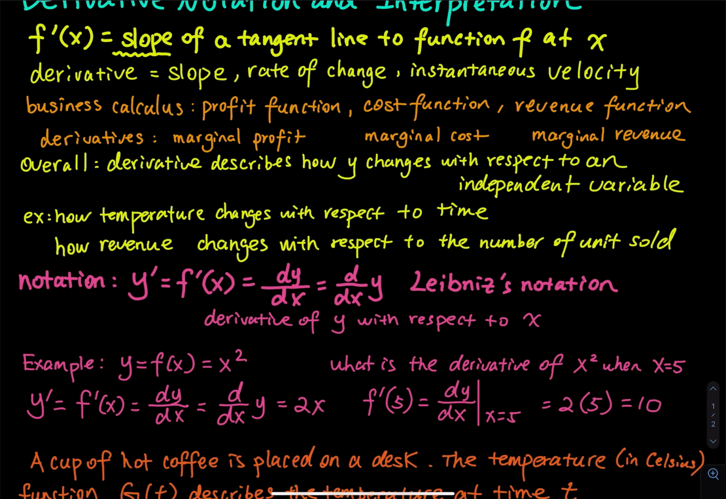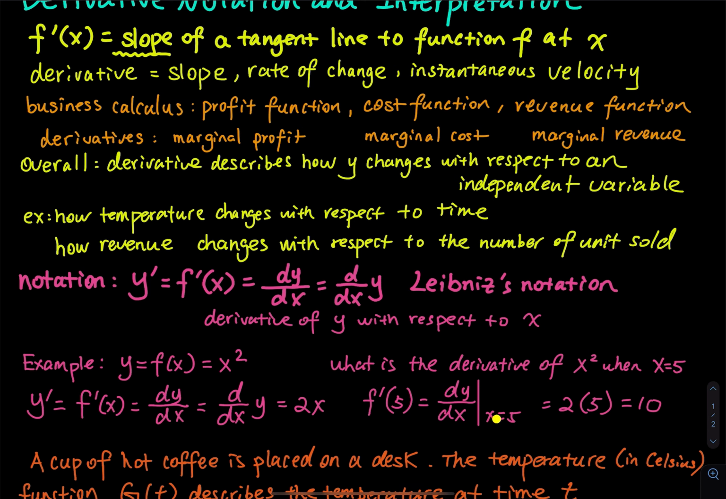You take the derivative, the 2x is one function to describe the slope of the parabola at any x value, and then f prime of phi, that is the derivative of y with respect to x at x equals phi. So what you have to do is you plug in phi to the notation, such that x equals phi.